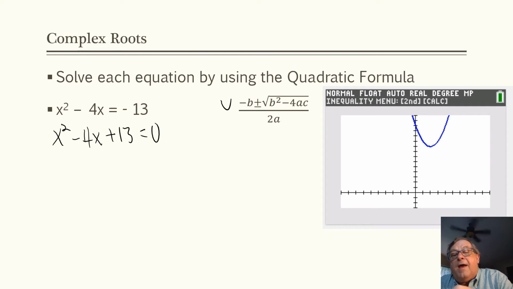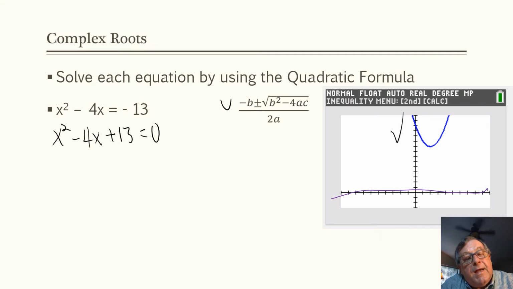Now, I graphed this x squared minus 4x plus 13 that you see over here on the right, and you notice that it does not cross the x-axis. And we would say that there's no real solution to that, and that would be true, but there is a complex. We do have complex roots. And let's discover what those are by using, again, the quadratic formula.